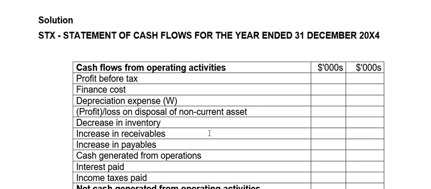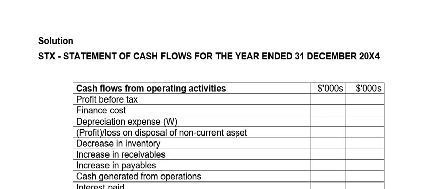But according to our information, this is the draft. This is my format, following the information we have. So under the indirect method, cash flows from operating activities, we start with the profit before tax.